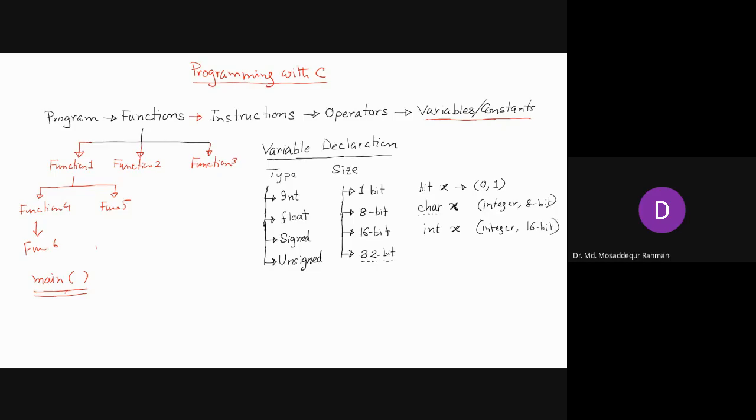So you see the subtle difference here. Both char and int are integer types, data will be integer type, but for char the size will be 8-bit, for int it will be 16-bit. Then if you need the size to be 32-bit, you can use long int. Long int x, also integer type, but in this case the size will be 32, so double the size.